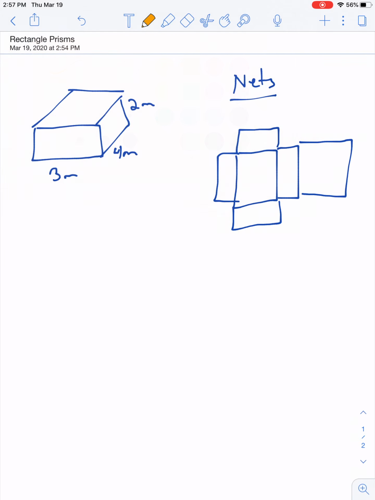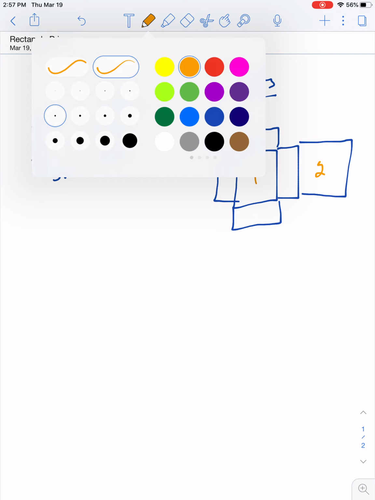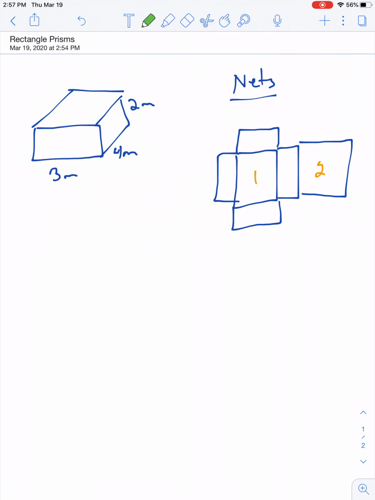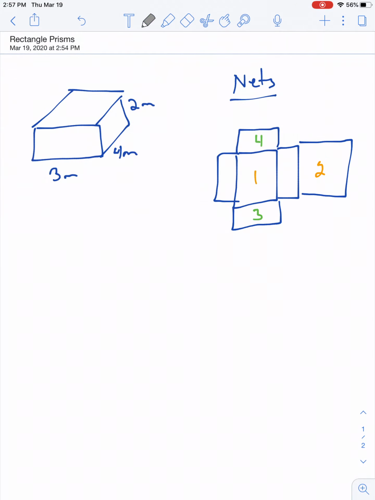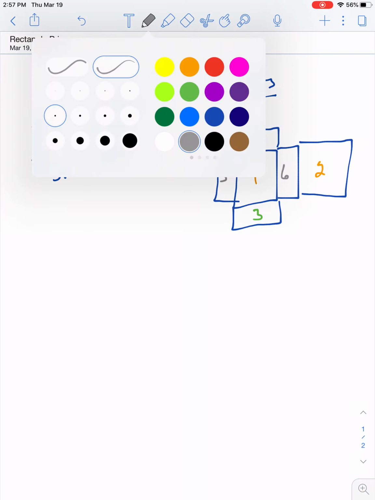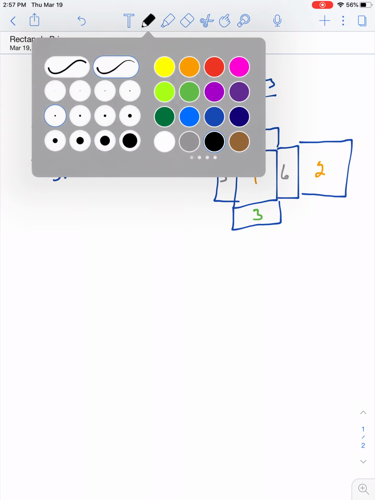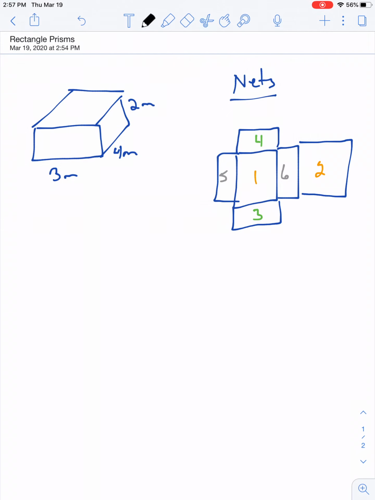My top and bottom are 1 and 2. Those pieces are pretty standard. They're going to be exactly the same, and that's something to keep in mind. My front and back would be 3 and 4, and then my side pieces can be 5 and 6. I just use different colors to emphasize that we're doing different calculations for each of those pieces depending upon what we're seeing. So that would be a net.